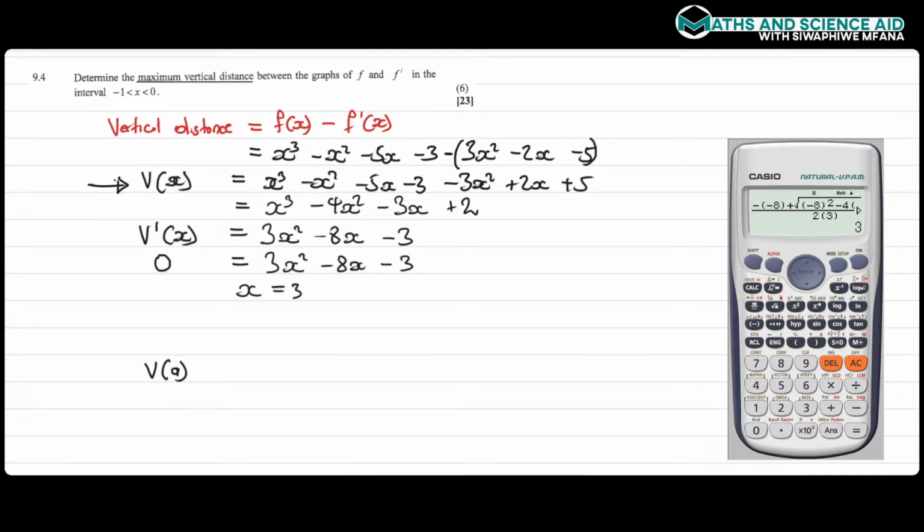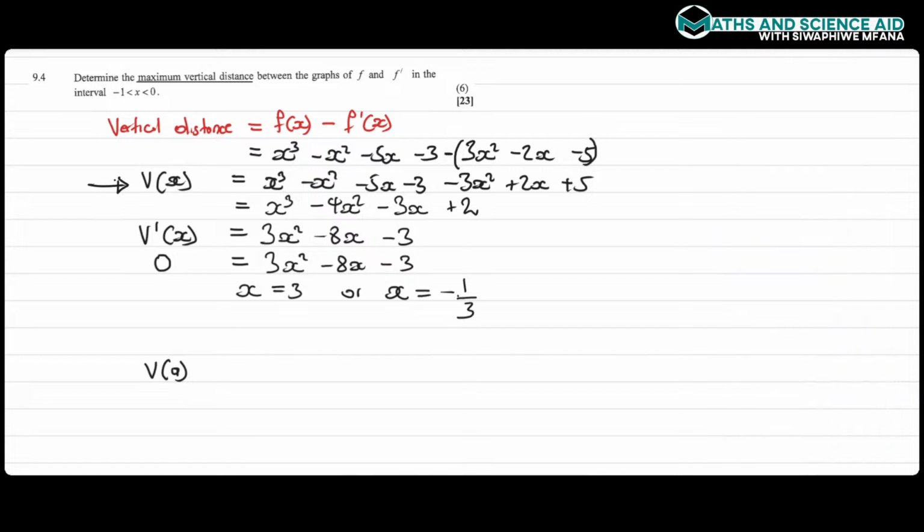So x equals 3. I hope that I inputted everything in the calculator correctly. Let me just double check. So yeah, the denominator is fine. And then 4ac, 4 into 3 into -3. Okay, yeah, all looks good. Now let's see the second value. It's -1 over 3. Let's turn that calculator off.